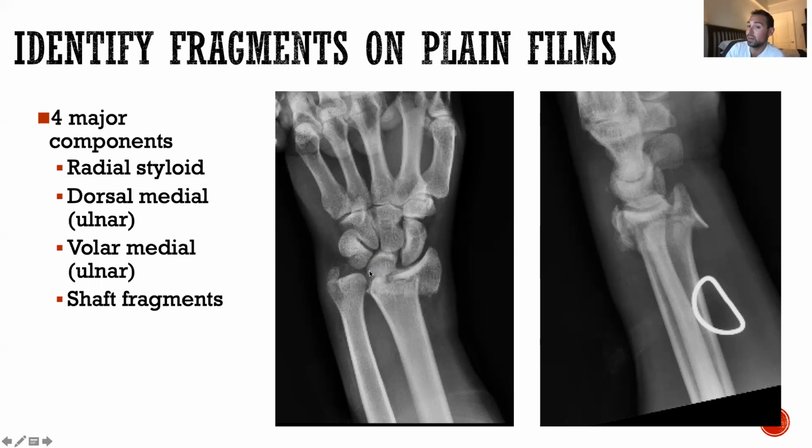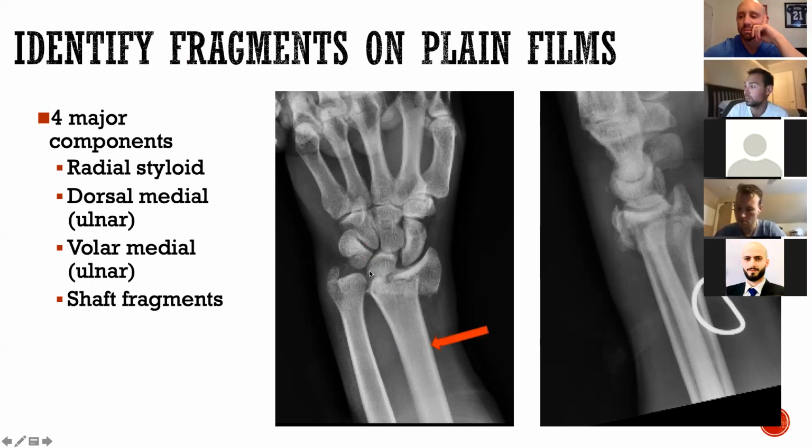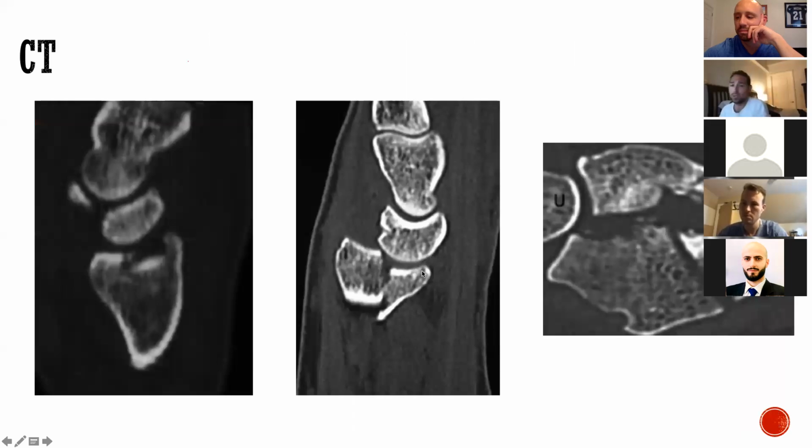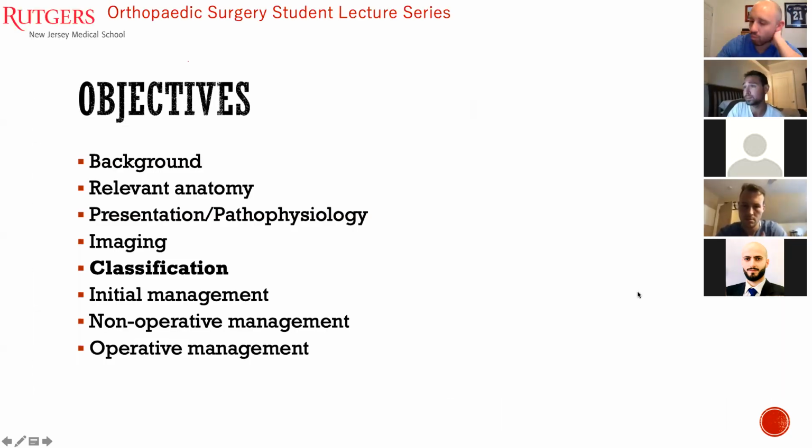And then finally, the shaft fragment, that's probably the easiest. It's the big wonkin' thing over there. This is just a good characteristic of what CTs can provide you with. This is articular depression. This is articular step off. And this is that same axial cut showing you that fractures do in fact follow the pattern of a styloid, a dorsal and a volar, and a dorsal ulnar corners.